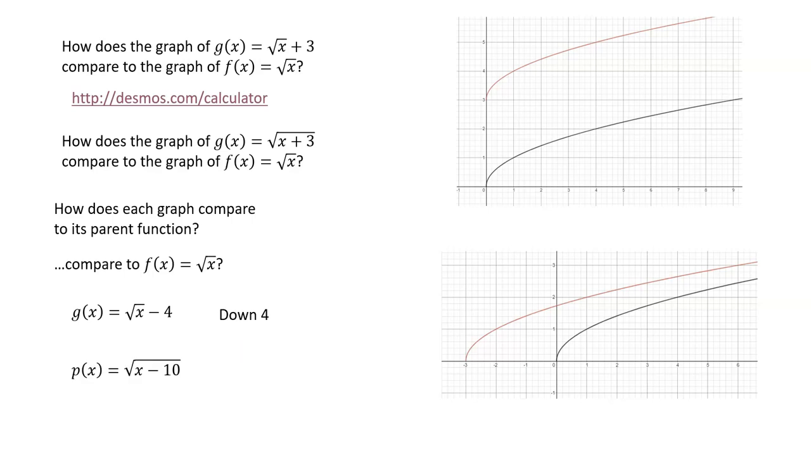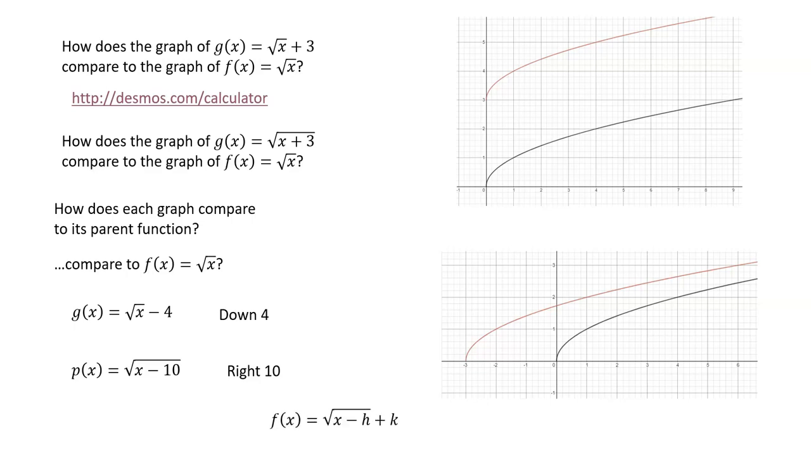If I put p of x equals square root of x minus 10, how do you think that's going to compare to the original graph? Remember, the plus 3 moved it to the left 3. So this minus 10 is going to move it to the right 10.